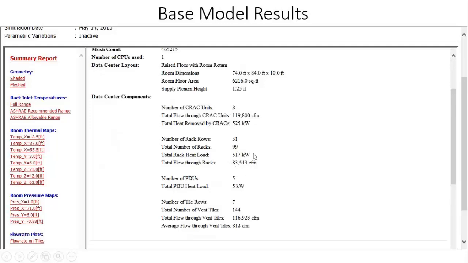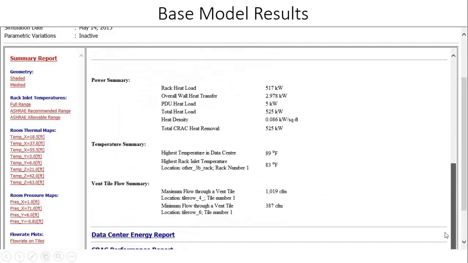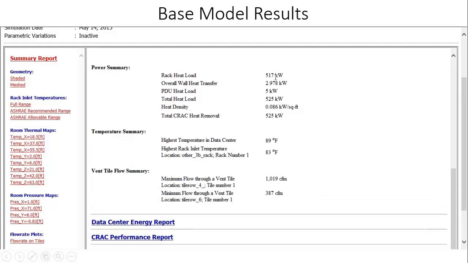We'll come back to this in a few minutes. This is quite important to understand what the racks need to make them cool, to make them happy. And this calculates it for you. Power summary, 517 kilowatts. And so that's the text-based report.